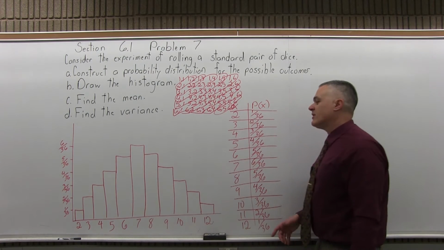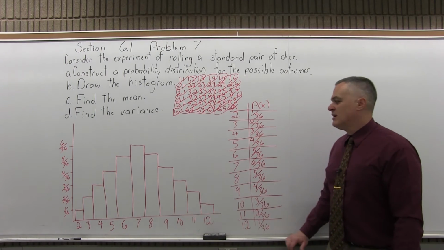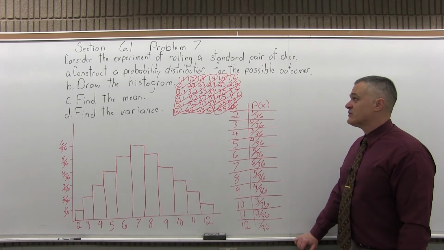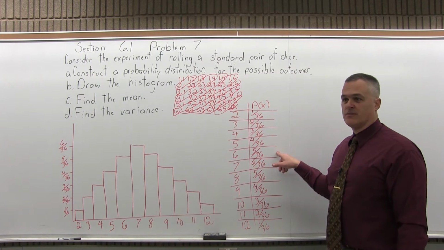So the histogram is very much like a pyramid. You would say that's a symmetric shape to it. And that's the answer for B. Draw the histogram. There's the histogram for this probability distribution.